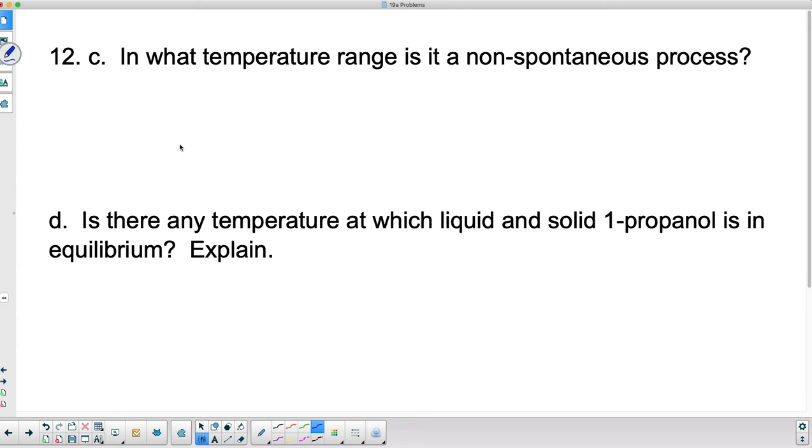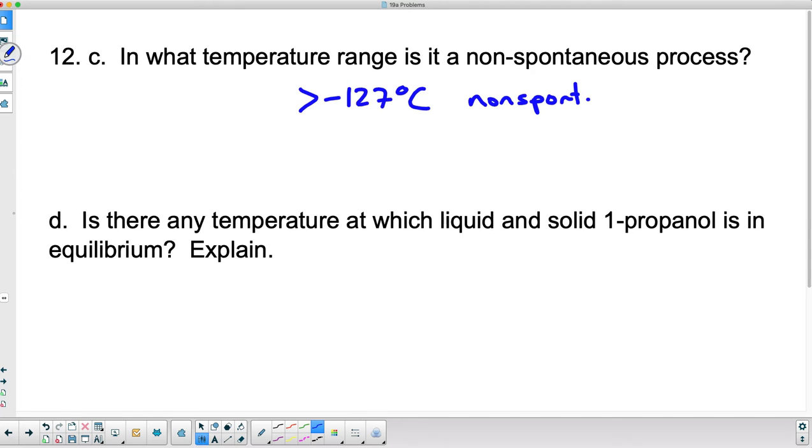Let me see, what temperature range is it non-spontaneous? Now this non-spontaneous means that you'd have to force it to happen to freeze. So how would you force 1-propanol to freeze? Well, you'd have to have a temperature higher than -127 for this to be a non-spontaneous process. Remember, we're talking about freezing.